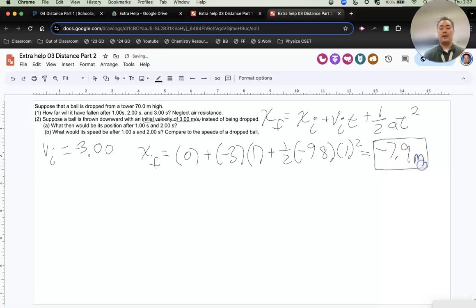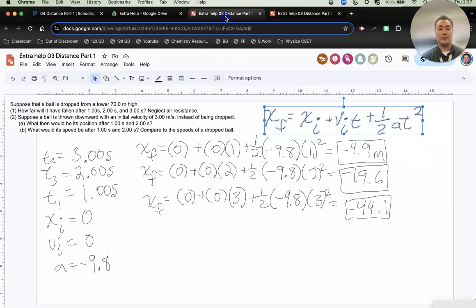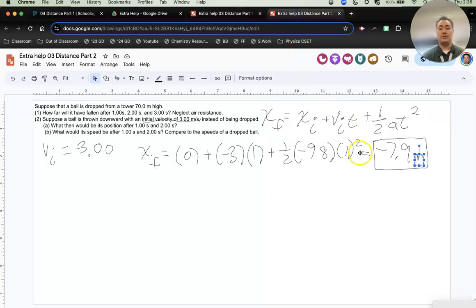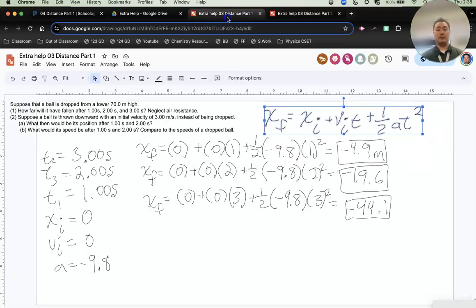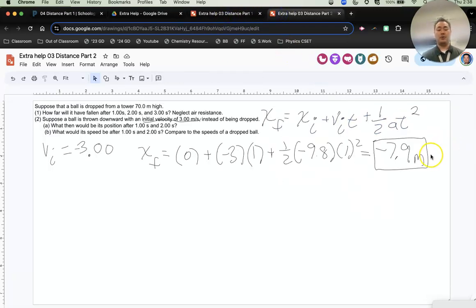Let's compare. How far did the ball move when it was just dropped? 4.9. When the ball's thrown, 7.9. Okay, almost double. That is quite significant. So let's now see if it's the same for 2 seconds.